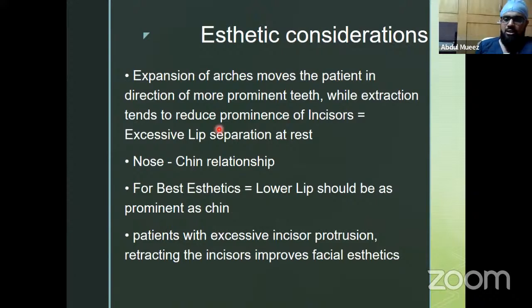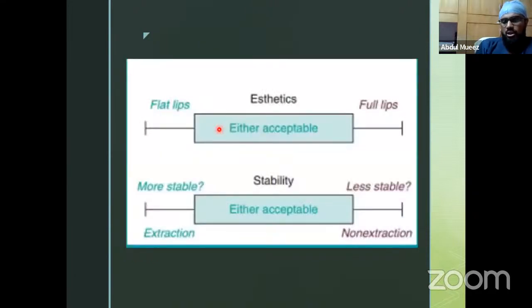And for best aesthetics, the lower lip should be as prominent as the chin. In a patient with an excessive incisor protrusion, retracting the incisor improves the facial aesthetics. So this is how it is. If the patient has got flat lips, that is thin lips in our terms, if the cupid bow appearance of the lips is not visible, then we can think of an extraction. If the patient has got full bloom, thick lips, then don't extract. Otherwise, it will result in sagging of the lips.